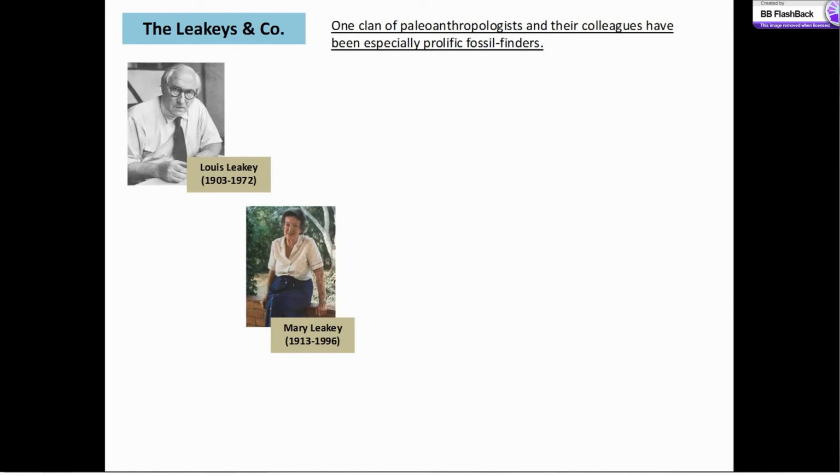One of her famous discoveries was the footprints at Laetoli, which at the point when they were discovered was the oldest known evidence of bipedality. That was 3 million years. Now we have Ardipithecus, who pushes it back to 4.4 and maybe even past 5, but we'll see. Louis Leakey, you've already heard about as well.